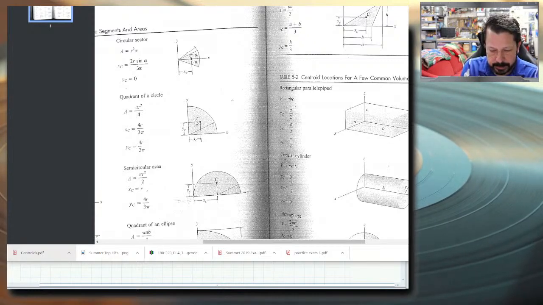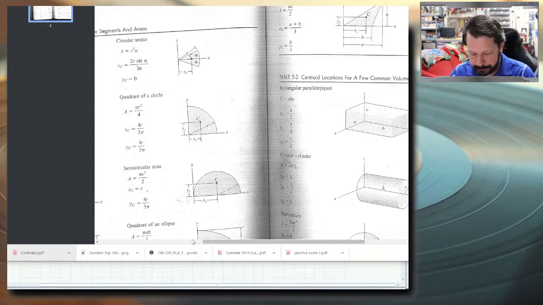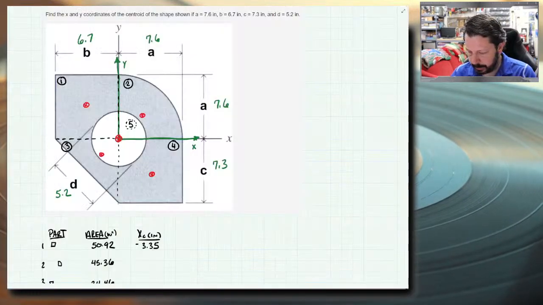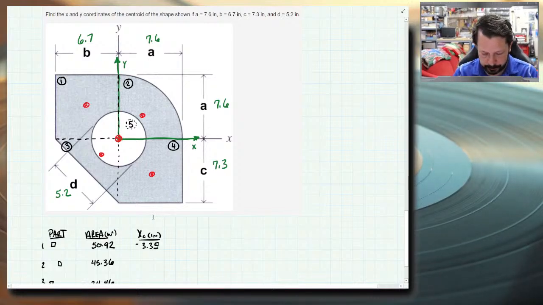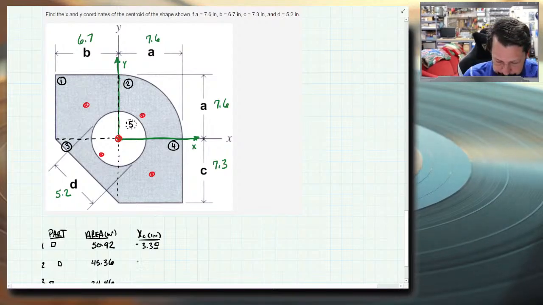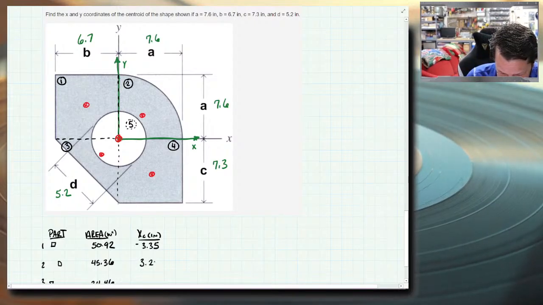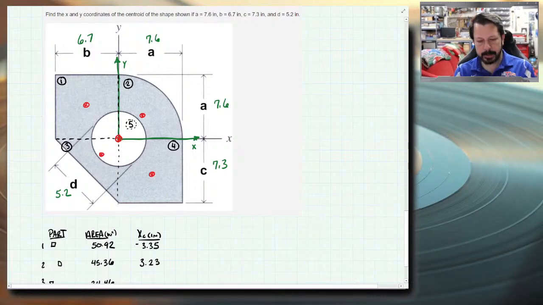X sub c is 4r over 3 pi. Oh, wrong page. 4r over 3 pi. So the radius is 7.6. So 4 times 7.6, 4r, divided by 3 pi gives me 3.23. And that one is positive, because it's on the right side of the y-axis.